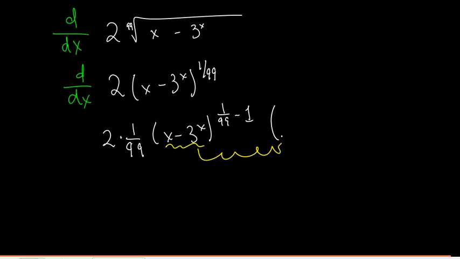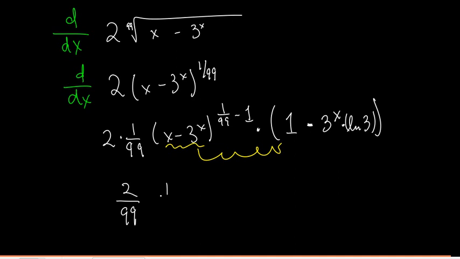So we have times the derivative of what's inside, that's 1 minus, what's the derivative of 3 to the x? Well, what's the derivative of an exponential function? It's just itself times ln of the base. Remember, that's how that thing goes. And so, just tidying this up a bit, the answer is 2 over 99. What's 1 over 99 minus 1? Well, that's going to be negative 98 over 99.